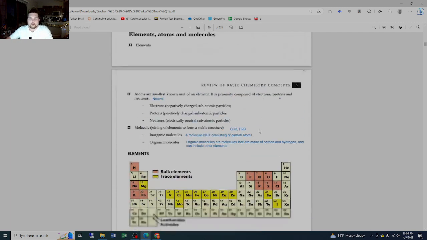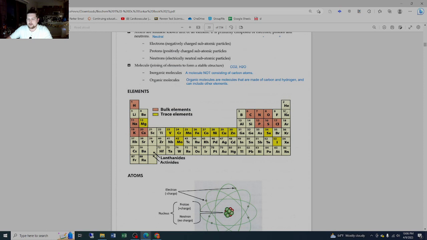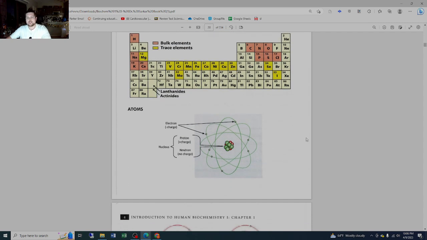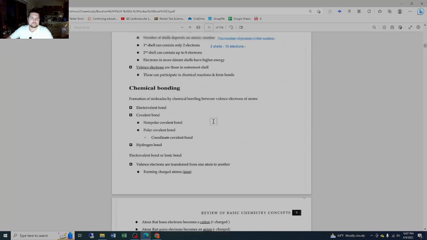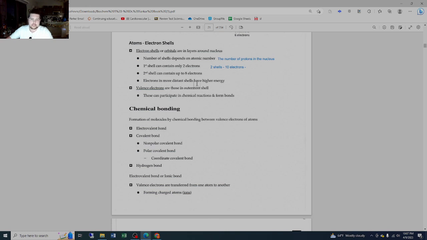So if we go back and we look up here, 10, right there, neon is going to be our max. So all the way from hydrogen to neon, we're going to be filling up our first and second shells. Electrons in more distant shells have higher energy. This is going to be important later on, knowing the ones on the outside have higher energy.